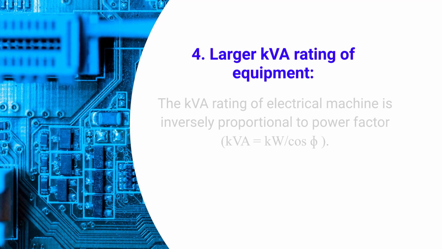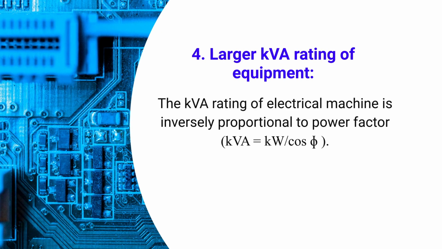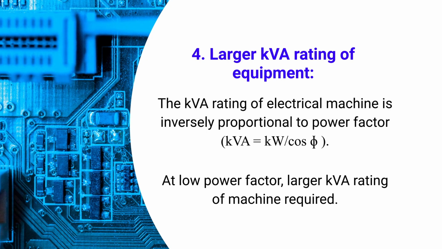Next disadvantage is what? Larger kVA rating of the equipment. The kVA rating of the electrical machines and equipment connected in the power system, such as alternator, transformer and the switchgear, will be more at low power factor, since it is inversely proportional to the power factor. Here you can see that kVA can be written as kilowatt upon cos phi. So if cos phi is low, that means this value of kilowatt upon cos phi is increasing, that means the rating of the kVA is increasing.